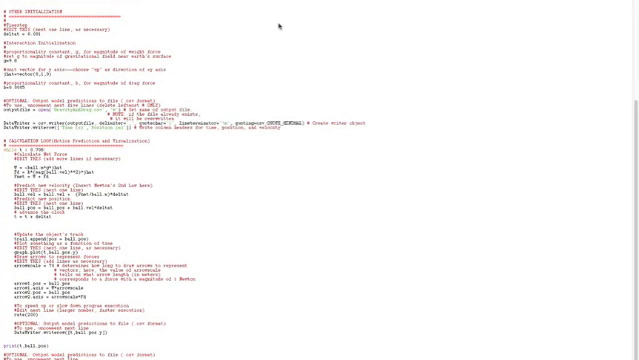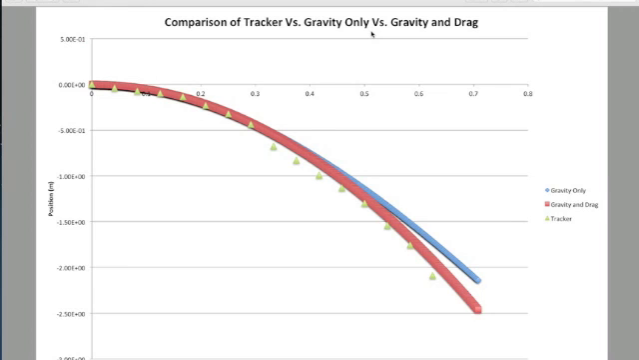Let's now analyze all the data together: the data from the tracker, the data from the gravity-only Python model, and the gravity and drag Python model. Here's a comparison of all my data models. The red is the gravity and drag, the blue is gravity only, and the green is the tracker data. As you can see, the data closely resemble each other. The discrepancies between the tracker and the gravity only are caused mainly by drag, and the discrepancies between the tracker and the gravity and drag are caused by those air pockets that were in the paper ball itself, pushing it up.